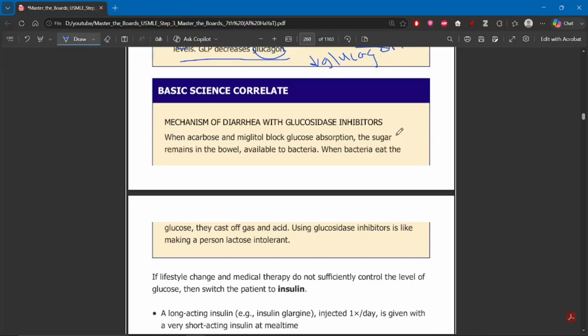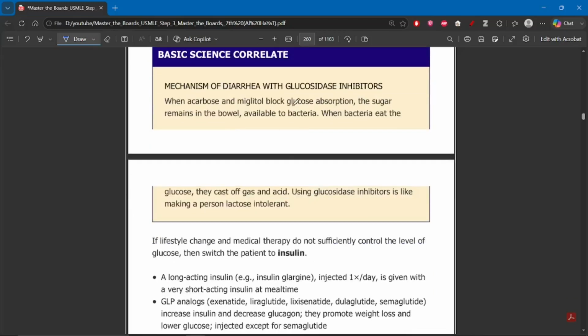Mechanism of diarrhea with glucosidase inhibitors: acarbose and miglitol block glucose absorption. The sugar remains in the bowel, available to the bacteria. When bacteria eat the glucose, they cast off gas and acid. Using glucosidase inhibitors is like making a person lactose intolerant. So they are explaining the rationale behind the most common side effect of using glucosidase inhibitors. This is the reason: bacteria start to act on all of that sugar that is remaining in the bowel.